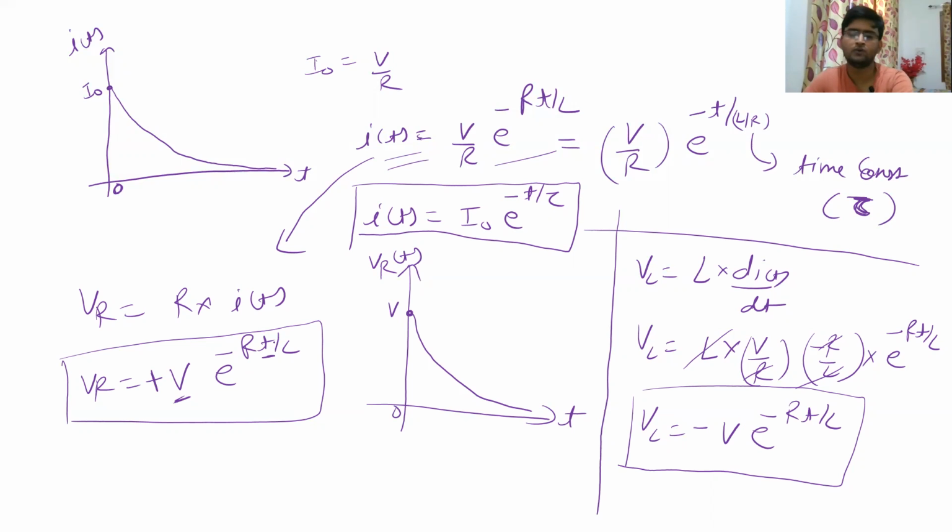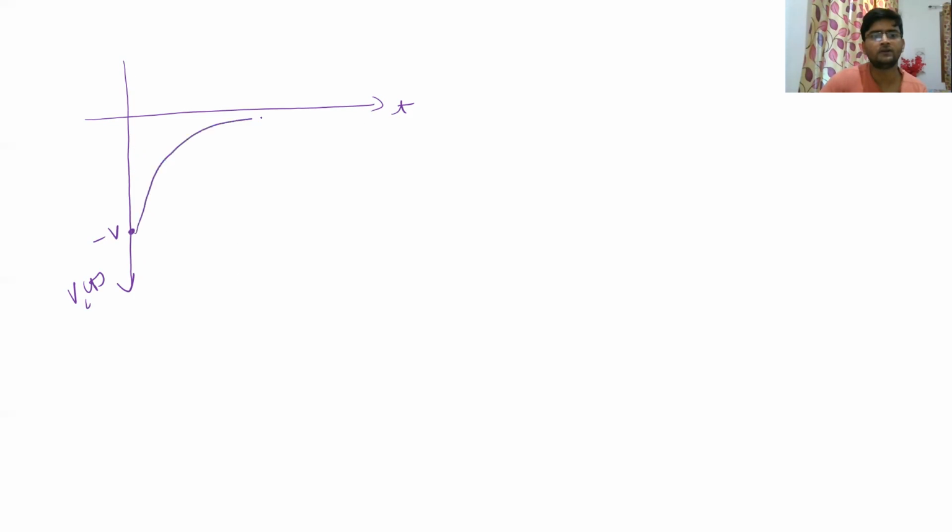So if you want to draw the VL curve, it will be like this. It will start from minus V, and what will happen? It will go to zero at infinite time, or in the steady state. So this is your graph for VL(t), right? So let's move to the next section.